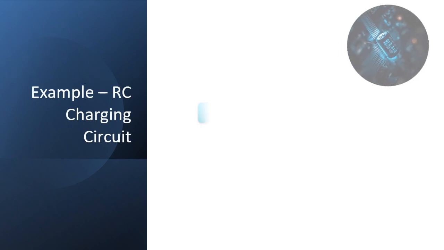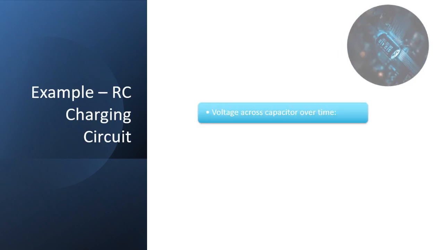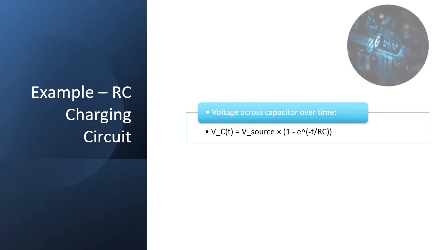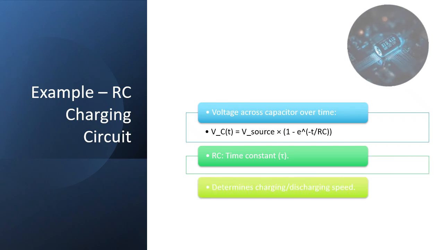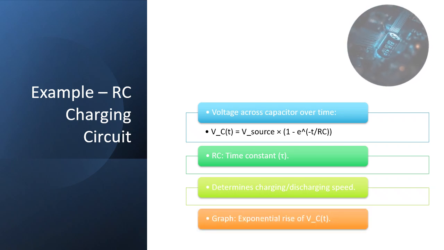In an RC charging circuit, the voltage across the capacitor doesn't increase instantly. Instead, it follows an exponential curve given by the formula Vc(t) equals Vs times (1 minus e raised to the power of negative t over RC). Here, the RC term is the time constant, which determines how fast the capacitor charges or discharges. This behavior is fundamental in designing circuits that require precise timing or controlled signal shaping.